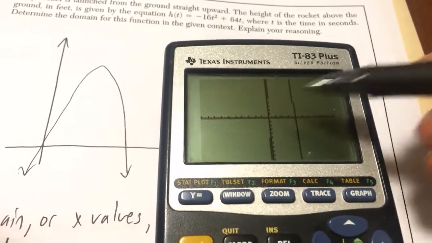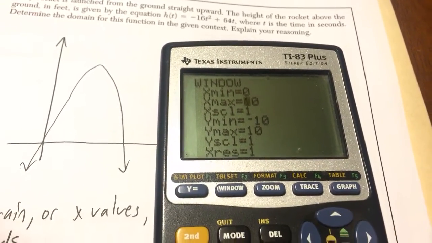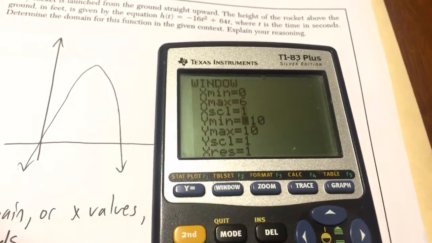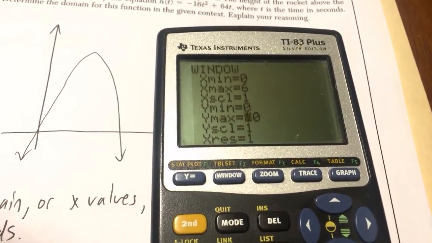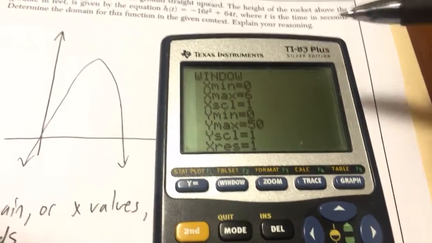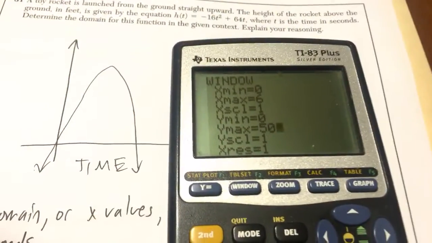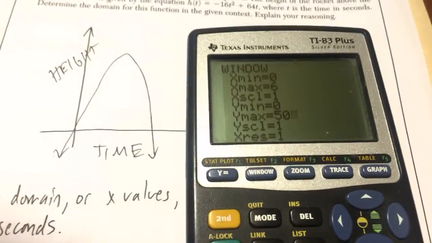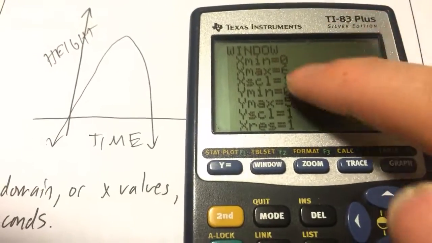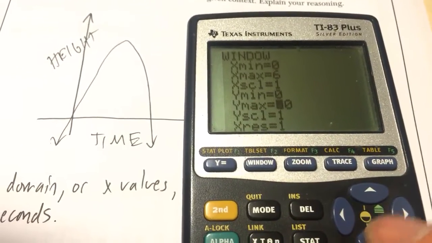I graph it. It's kind of hard to see, so what I'm going to do is change my window. My x minimum being 0, my maximum x value being 6, and my minimum y value and my maximum y. I think it reaches a maximum height of like 50 or something. Again, because we're dealing with the path of a rocket in time, this axis is time. You can't have negative values for time, and for the height of the rocket, you obviously can't have negative values. So this is why I changed the x minimum and y minimum to 0. So if I graph it, no, it's not high enough, so I'll just change it to 75.